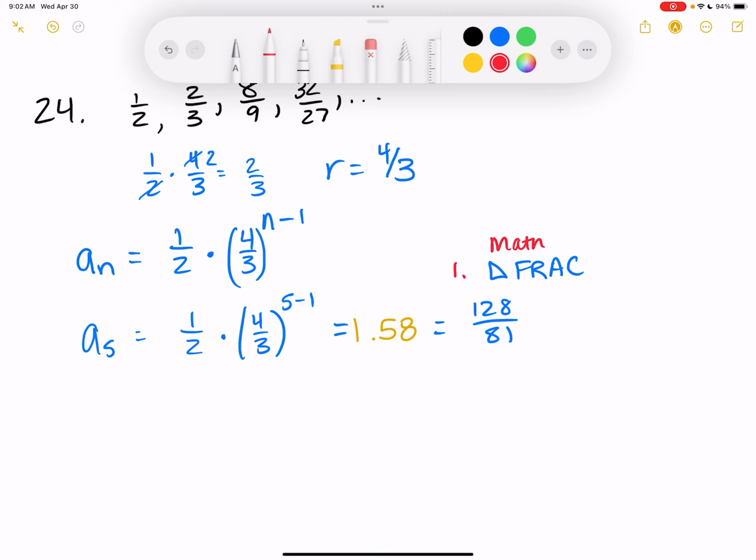Any questions about this? Feel okay about it? Need to see another one? Good. All right. So obviously not as many problems out of this section. Let's go with 15, 19, 21, and 23.